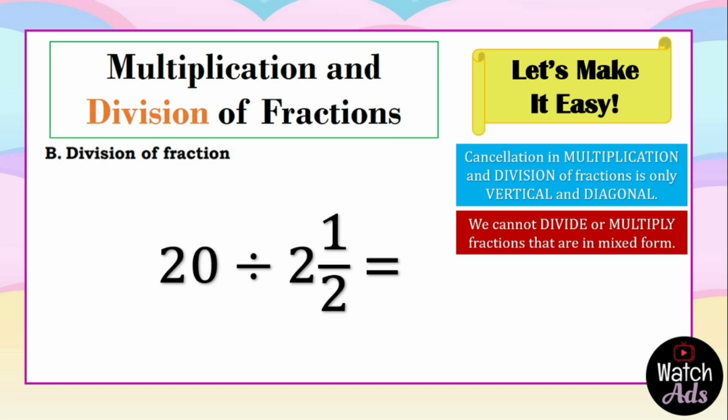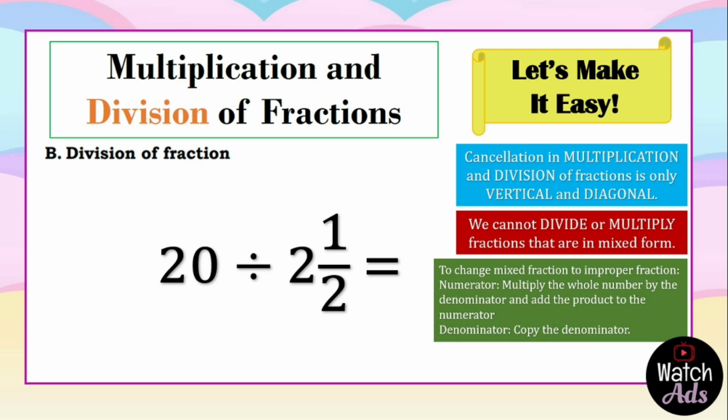And we cannot divide or multiply fractions that are in mixed form. So to change a mixed fraction to an improper fraction, for the numerator, we multiply the whole number by the denominator and add the product to the numerator. For the denominator, we simply copy the denominator. Let's apply. 2 multiplied by 2 is equal to 4. Then we add 1, which gives us 5 as the numerator.